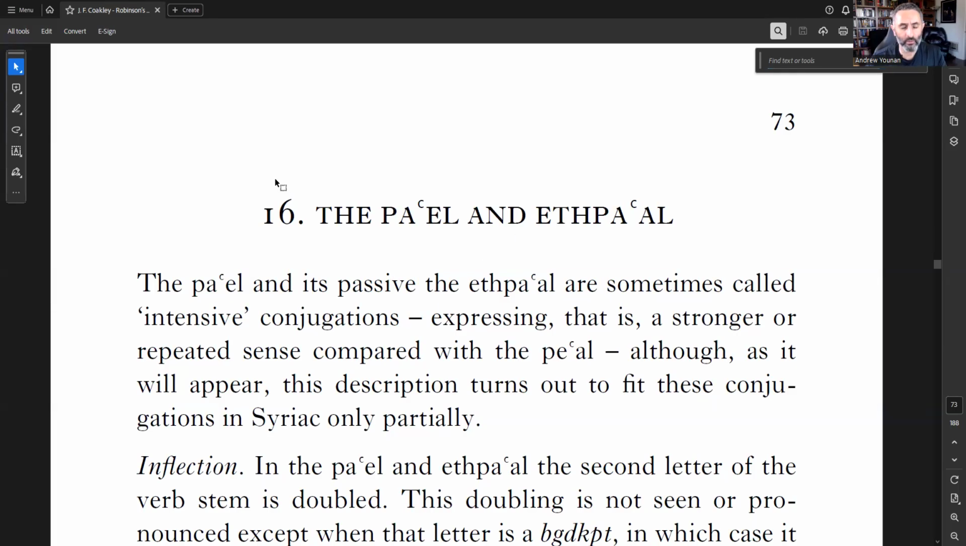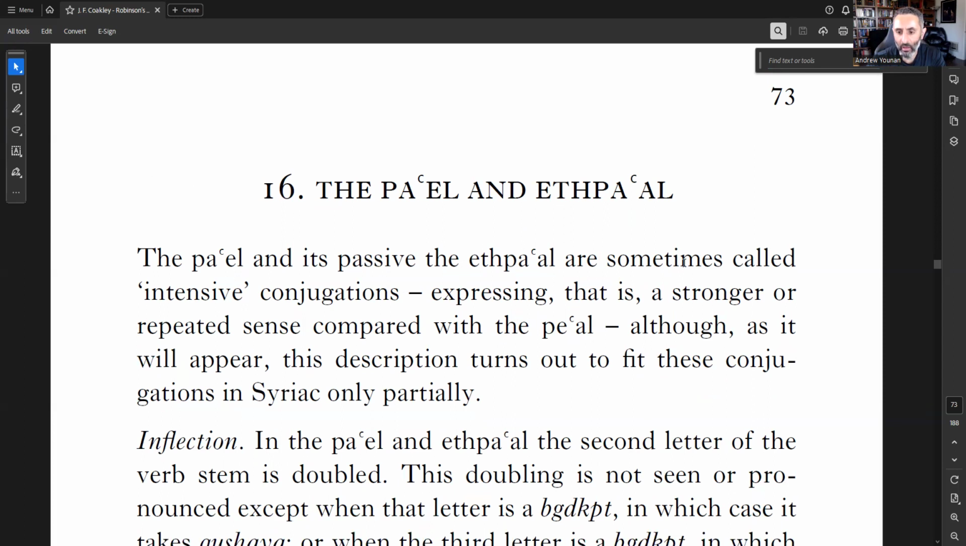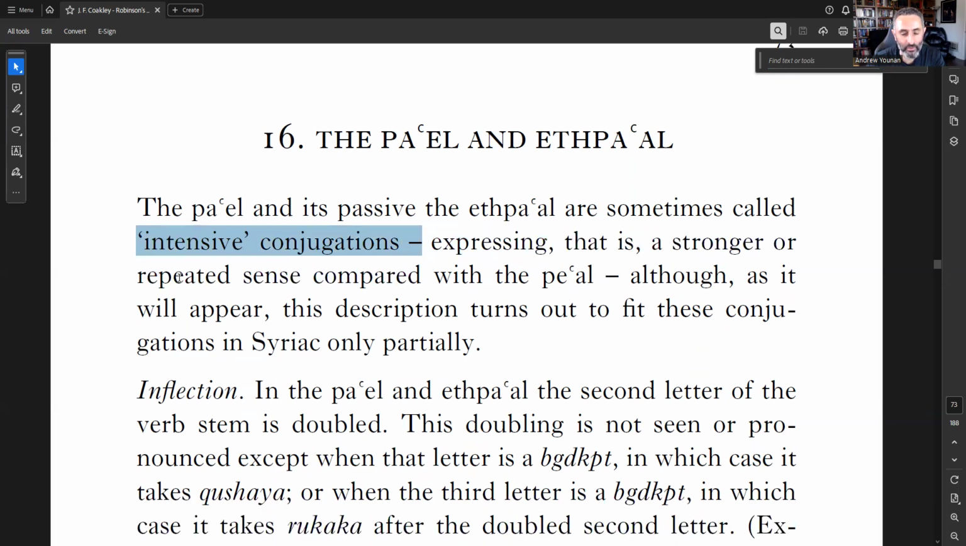Lesson 16, the pa'al and ithpa'al. We're talking about the intensive, basically. The pa'al and its passive, the ithpa'al, are sometimes called intensive conjugations. Much better name, expressing a stronger or repeated sense compared with the pa'al. Although, as it will appear, this description turns out to fit these conjugations in Syriac only partially.